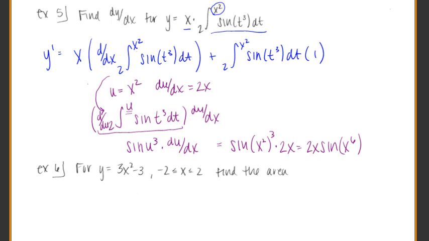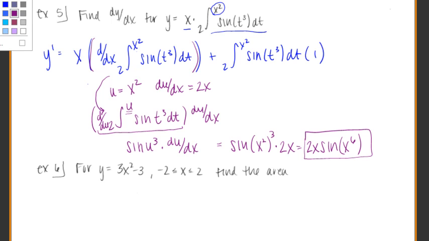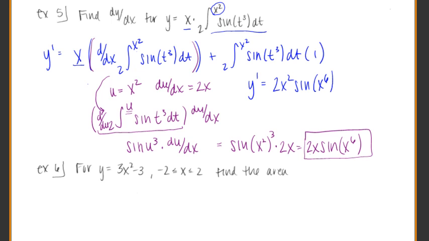So what we just discovered is this portion right here replaces everything inside of these parentheses. So we want to go back and then write out our answer. To get our final answer, then we can say y prime is equal to x times 2x sine of x to the 6th. We can say 2x squared sine of x to the 6th, and then plus the integral from 2 to x squared of sine of t cubed dt. And there's my answer for that problem right there.